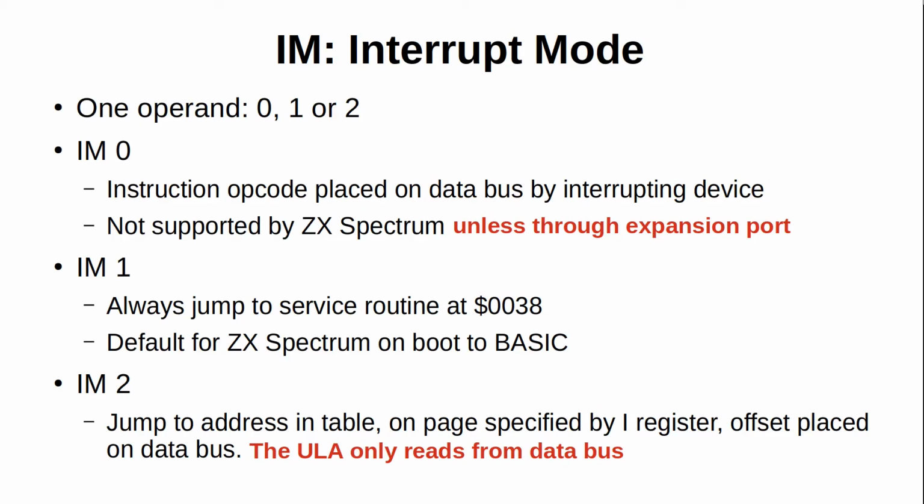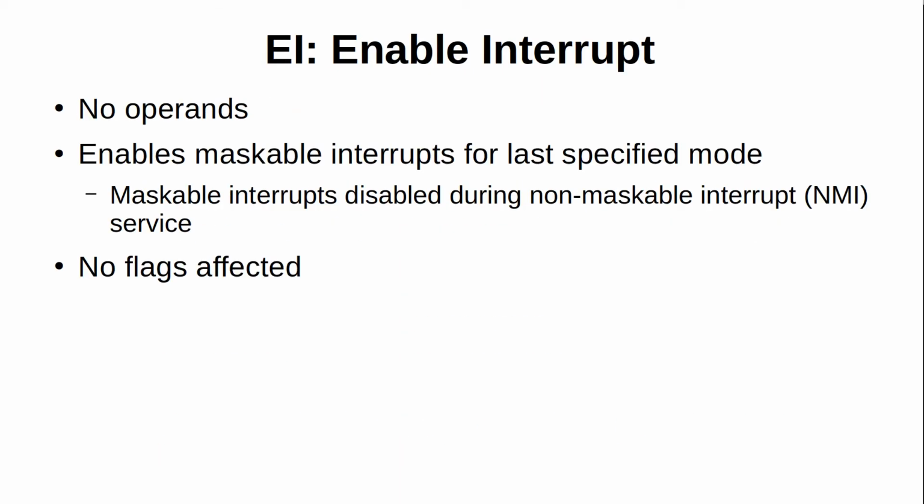We'll see how to deal with that soon. But first, let's further review how to control interrupts. The EI instruction will enable maskable interrupts for the current mode, but only when an NMI isn't being serviced. As that's unlikely to happen at all, we're not going to worry about that. And like we saw before, none of the CPU flags are affected.